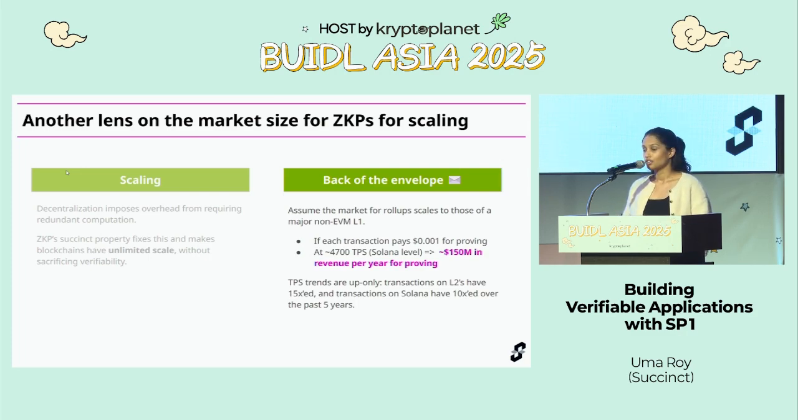proving. You can also imagine a scenario in which each transaction pays 1/100th of a cent for proving, and we scale 10x beyond our current throughput demands for blockchains to 40,000 TPS, and you end up with a similar number. And these TPS trends are up only. Transactions on L2s have grown 15x over the past 5 years, and transactions on Solana have grown 10x as well. So hopefully this is kind of convincing that as we see verifiable TPS and demand for blockchains growing, we'll also see the demand for proving growing as well.